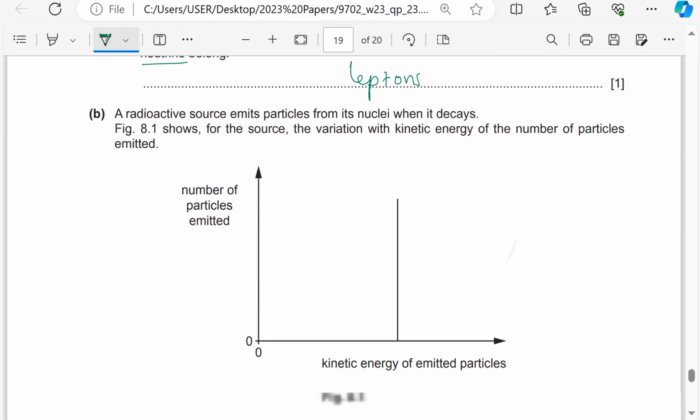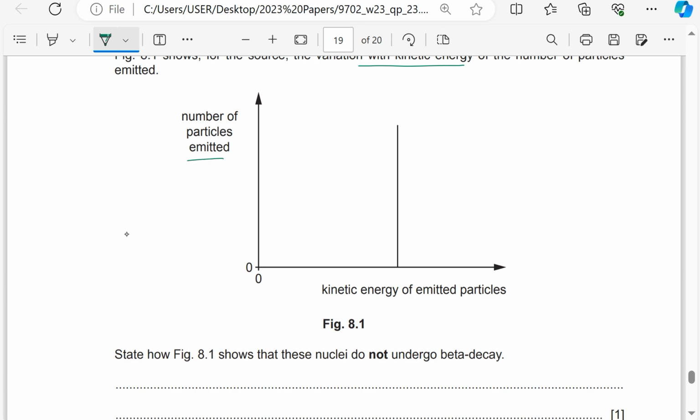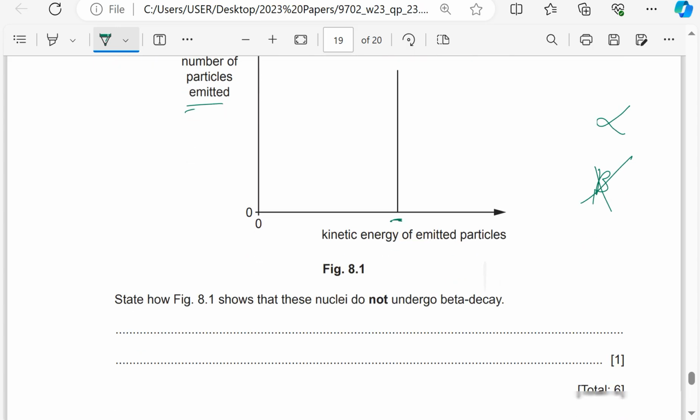Then a radioactive source emits particles from its nuclei when it decays. The figure shows, for the source, the variation with the kinetic energy of the particles emitted. We see that as the number of particles emitted increases, they have the same kinetic energy. That's why the graph is vertical. These particles are most likely going to be alpha particles. They cannot be beta particles because beta particles have a range of kinetic energies.